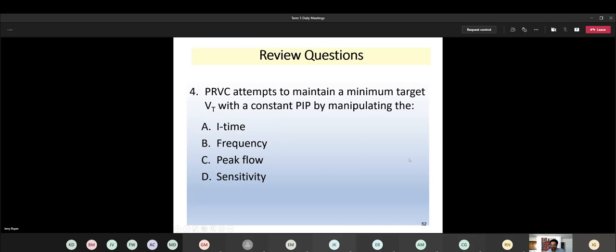Now, what is PRVC doing here? Well, what do you think it's doing? You set a target tidal volume, and it's going to try to keep a safe peak pressure to achieve that tidal volume. In order to do that, what will the machine have to be adjusting automatically?